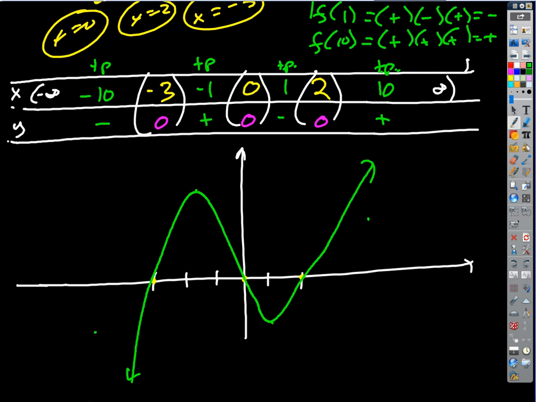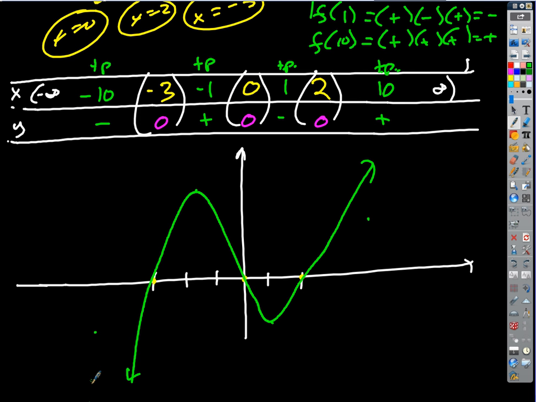Would you agree it's got to turn around to go back through the x-axis, right? So it's got to turn around twice. But why couldn't it maybe turn around out here somewhere? Because it would have another 0. I'd have to have another 0, and I can't have another 0, right?